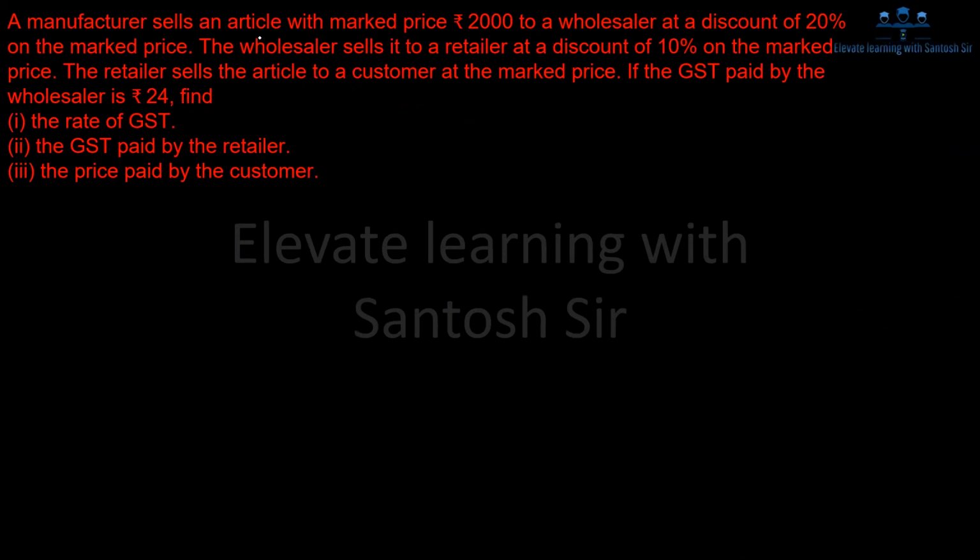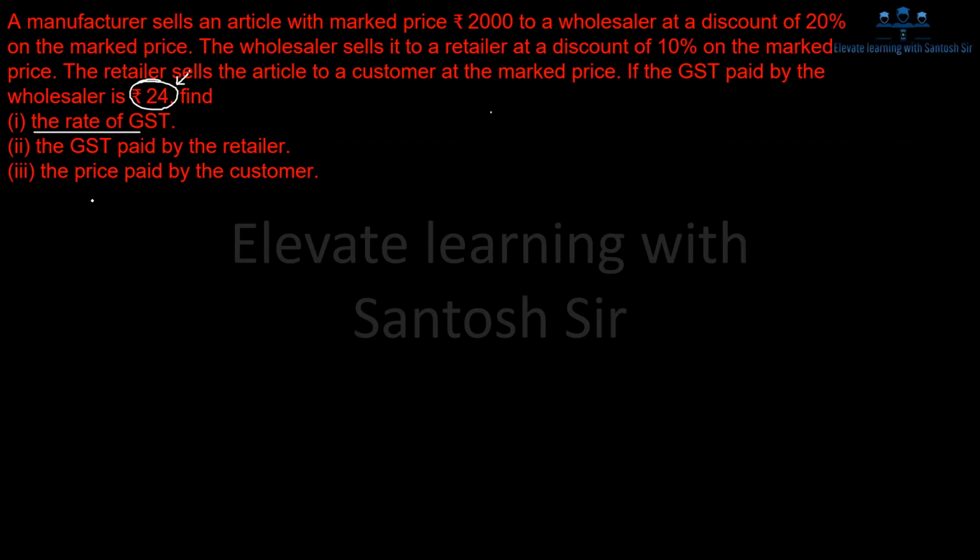A manufacturer sells an article with marked price rupees 2000 to a wholesaler at a discount of 20% on marked price. The wholesaler sells it to a retailer at discount of 10% on marked price. The retailer sells the article to the customer at marked price. GST paid by the wholesaler is rupees 24. This time rate of GST is not given, but the GST value is given. We will have to find the rate of GST and the other things.